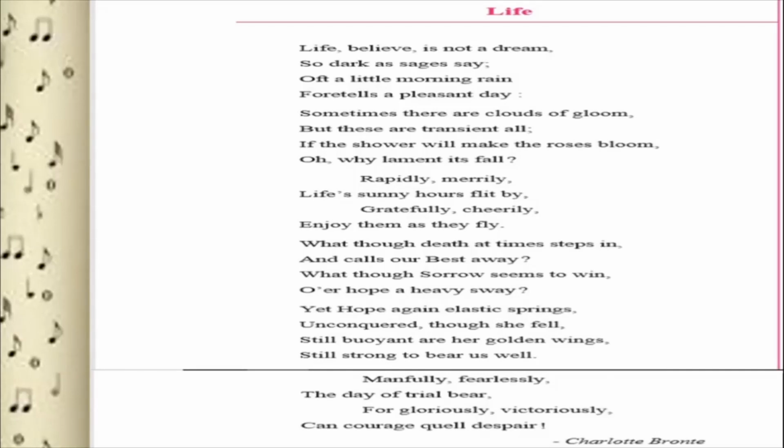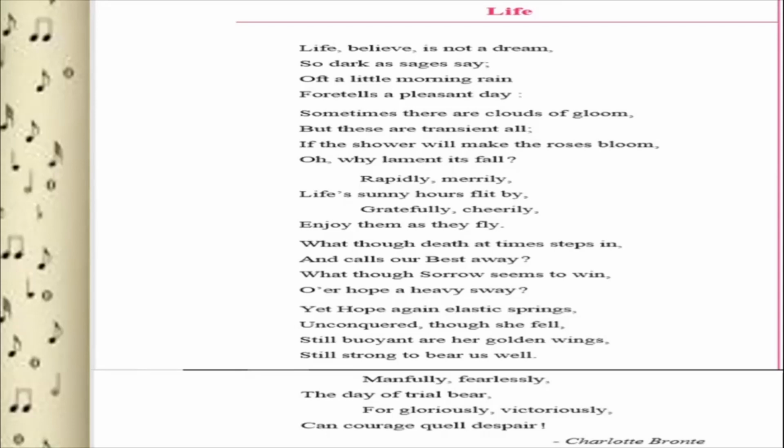Sometimes there are clouds of gloom, but these are all transient. That means what? Now see, look at the situation that we are in today. We are in the middle of the COVID crisis. This, we can compare it to the clouds of gloom. Means we are in a very difficult situation now. We are in a very sad situation now. Most of us are worried.